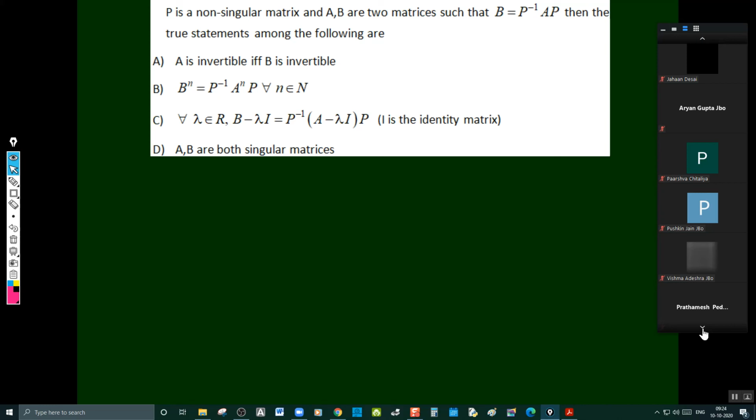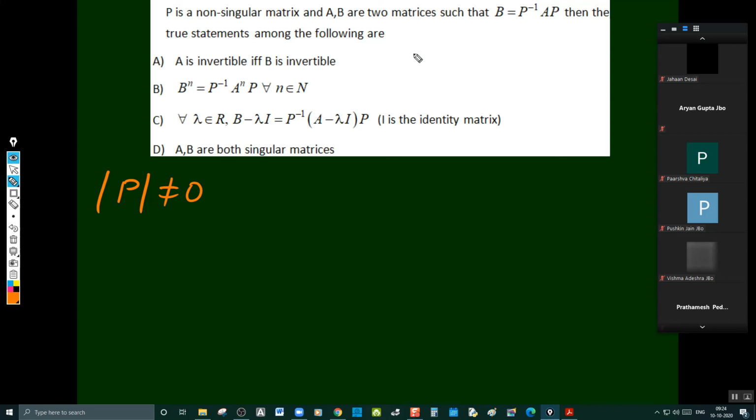P is a non-singular matrix and A, B are two matrices such that B is equal to P inverse of AP. Then the true statements among the following are. What am I saying? When you are reading it, then itself you have to write the data. That's what I mean. Come on, tell me, if P is a non-singular matrix, what is the immediate condition to be written? Det P not equal to 0. Okay, that means P inverse exists.